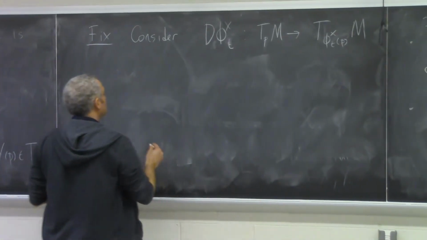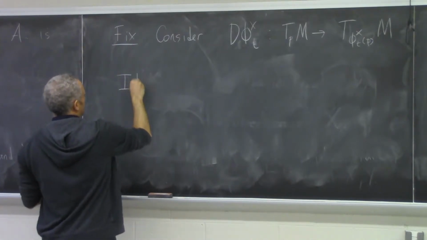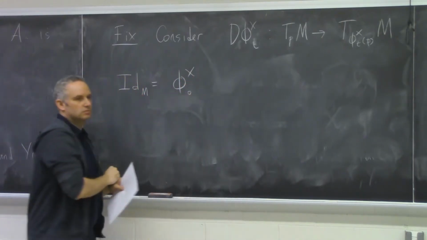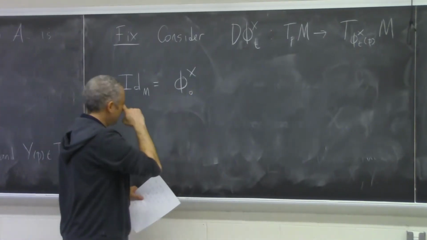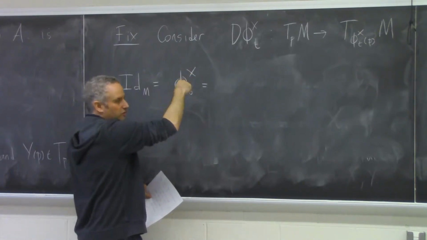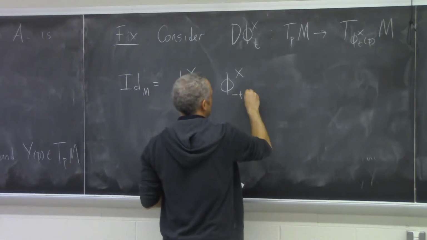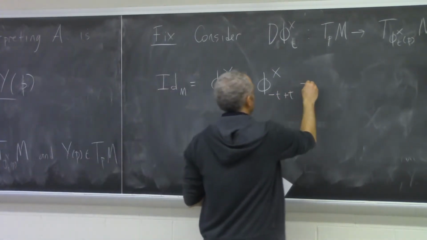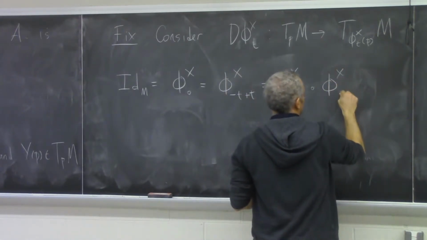So let me just recall the fact. Well, let's look at the identity map on M. We know that that's phi x of 0. Yes? For any flow, if you plug in parameter 0, you get the identity map. We also have the group law for the flow. So this is phi x of, let's say, minus t plus t. That'll get you to 0. And the group law tells you that that's a composition. So that's phi x at minus t composed with phi x at t.